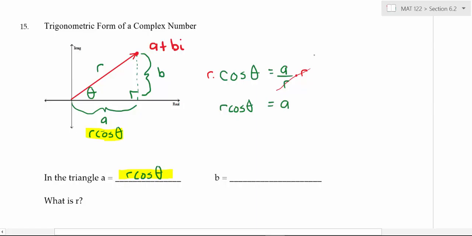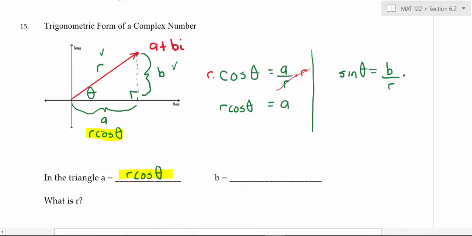Okay, now we're going to go on and figure out what the sine of theta is. The sine, by definition of an angle in a right triangle, is side opposite over hypotenuse, so that's going to give b over r.